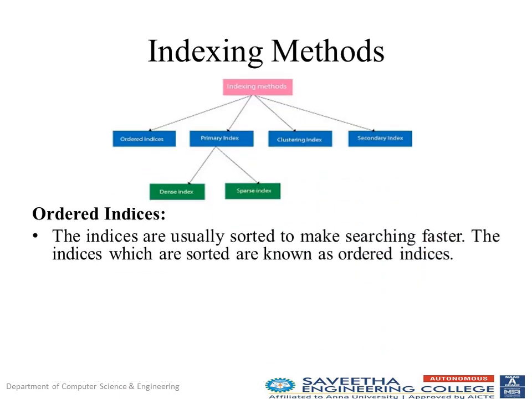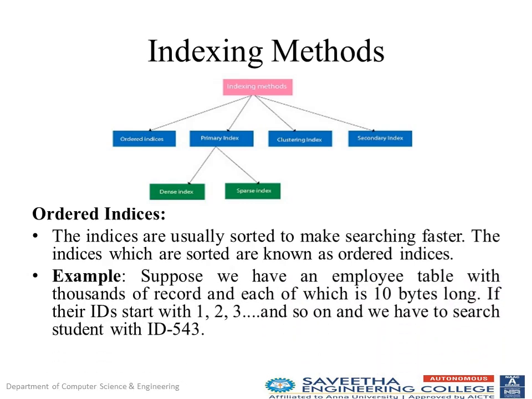Indexing methods. Ordered indices. The indices normally are in sorted order in order to make searching faster. For example, suppose we have an employee table with thousands of records, each of which is 10 bytes long. If their IDs start with 1, 2, 3 and so on, we have to search for the employee with ID 543.